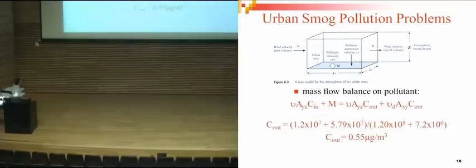Okay, so we can set up our mass balance equation for the pollutant: the mass in is going to be the mass out. We can rearrange terms and solve for concentration out. We didn't carry all the units, but at home make sure that you double check that you carry the units through and that they've been canceled out properly. And we get a concentration out of 0.55 micrograms per meter cubed.